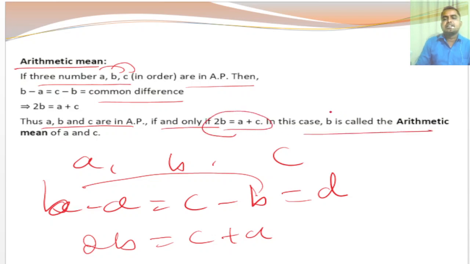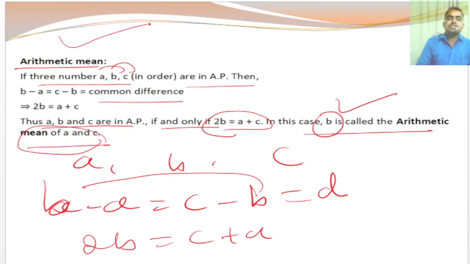In this case, b is called the arithmetic mean of a and c. It is very important. This result we are using to solve problems.